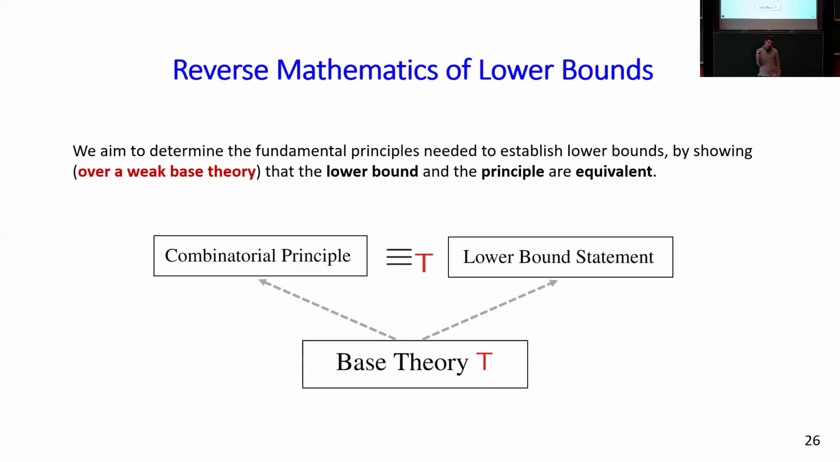And more important to us, we already know that some principles are unlikely to be provable in PV. So if we can now establish the equivalence of some lower bounds to these principles, then we derive that the lower bounds should also be unprovable in PV. So that's also one of the main motivations.